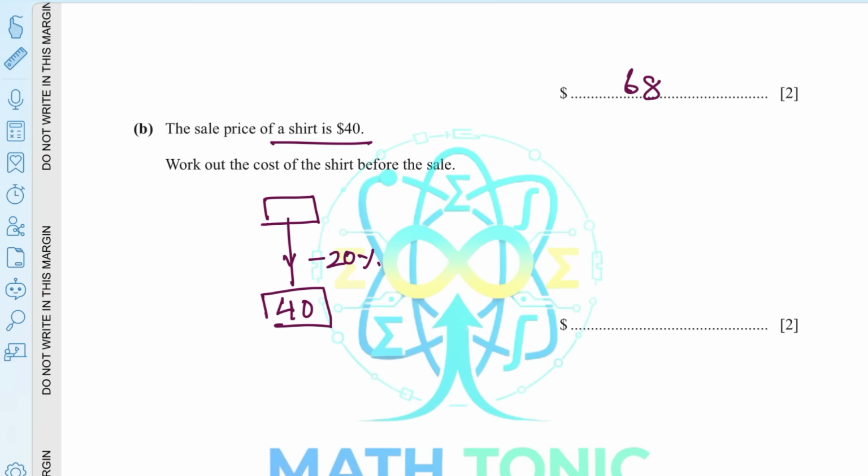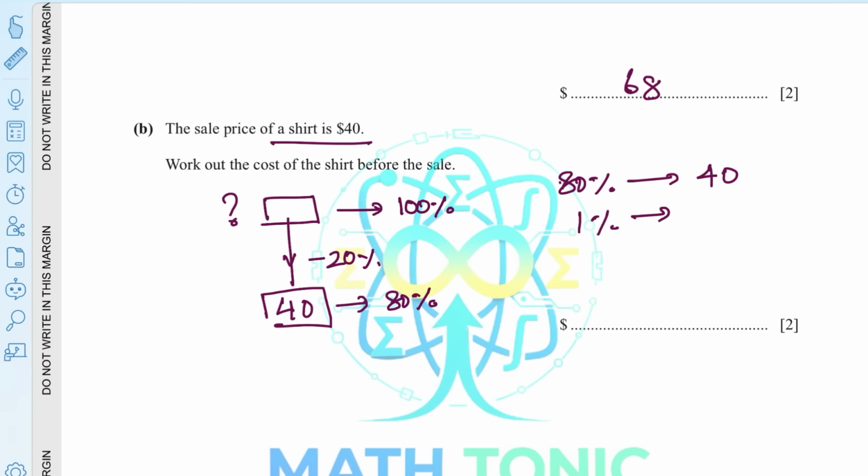Now the question is, before the reduction, what is the price? This is a question of reverse percentage, right? Always take the initial value as 100%, and the final value is 100 minus 20, which becomes 80%. Is it okay? So what does it mean? If 80% value equals 40, then 1% will be 40 over 80, then 100% will be 40 over 80 times 100. Are you getting what I'm trying to say?